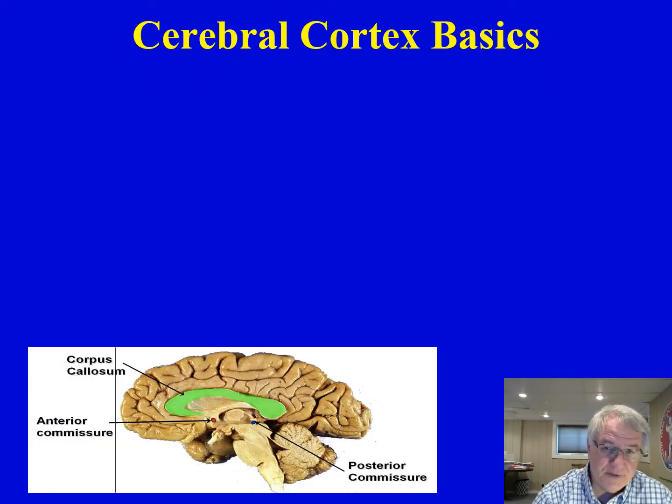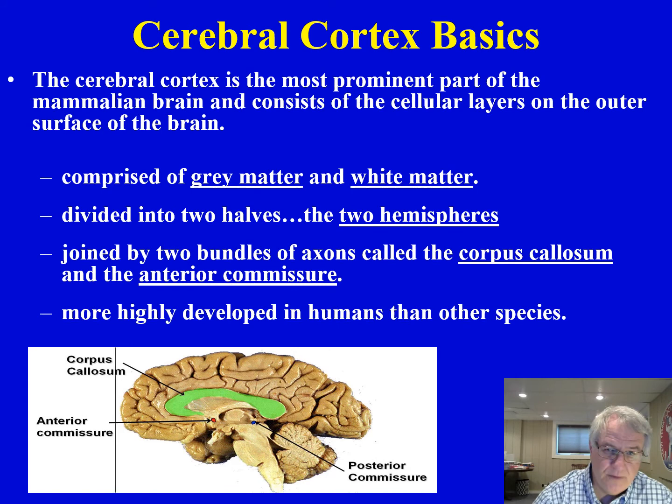So a few basics in terms of the cerebral cortex. It is the most prominent part of the brain. And it consists of these cellular layers that we're going to be talking about, the gray matter and white matter. We have two hemispheres to the brain that appear to be mirror images of each other, but when we get to the whole area of what we call laterality, we're going to find that the two hemispheres of the brain really have very different functions.